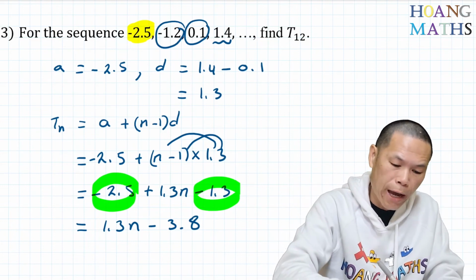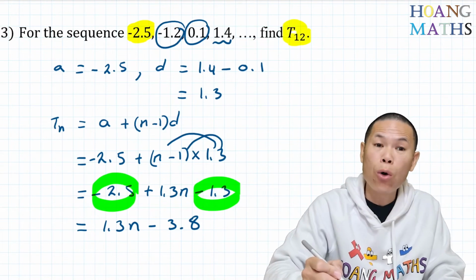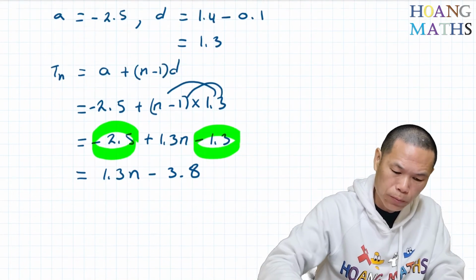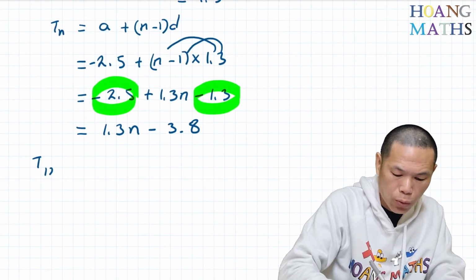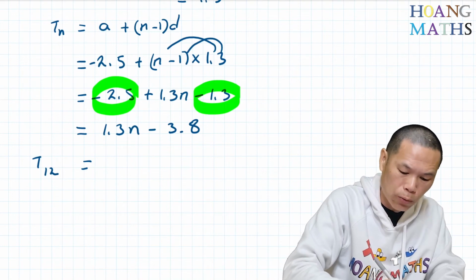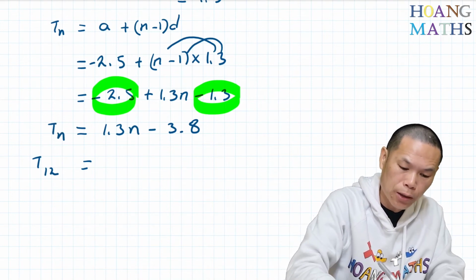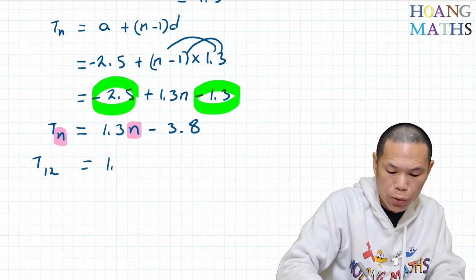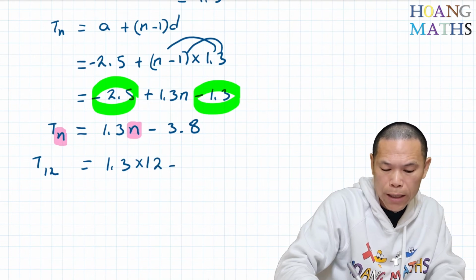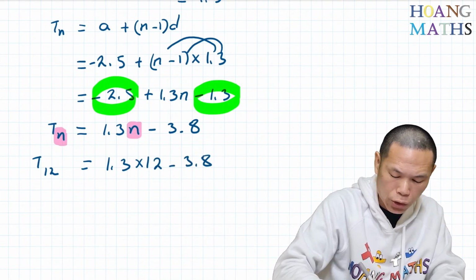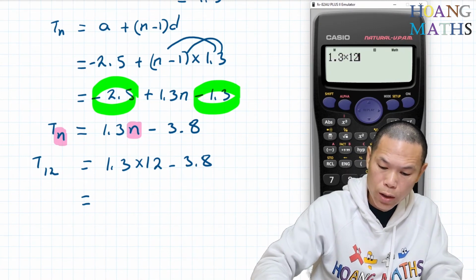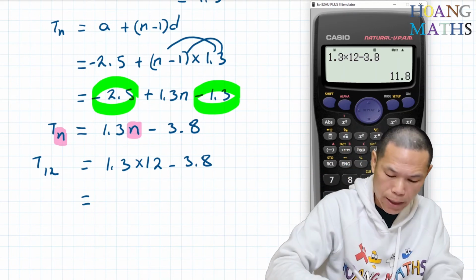But now we need to work out T of 12. That means the 12th term, okay? So therefore, T12, which gives me n is equal to 12. So don't forget, this is Tn. So the 12th term in Tn, n is 12. So this is replaced with 12. So 1.3 times 12 minus 3.8. So I just quickly go 1.3 times 12 and minus 3.8. So it should give me 11.8.